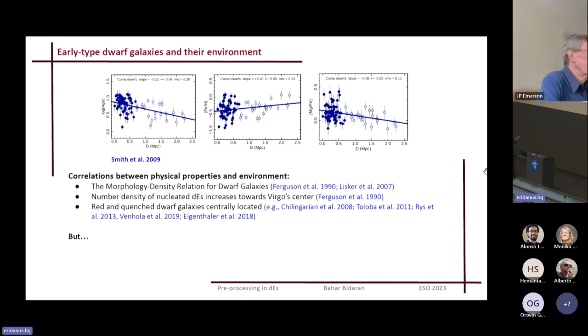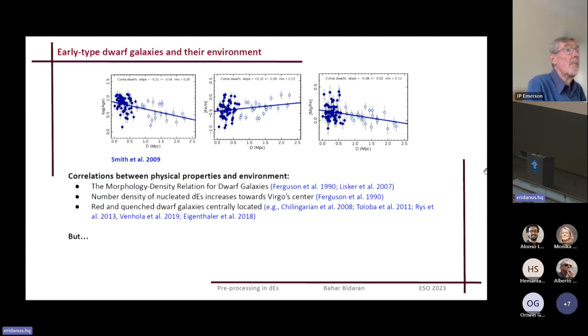I have summarized only a very few of them here. As an example, I'm showing you the work done by Smith et al. in 2009. So here you are looking at about 100 early type dwarf galaxies in the Coma cluster. On the y-axis, you can see age, metallicity, and alpha over Fe. And these are plotted as a function of cluster-centric distance.